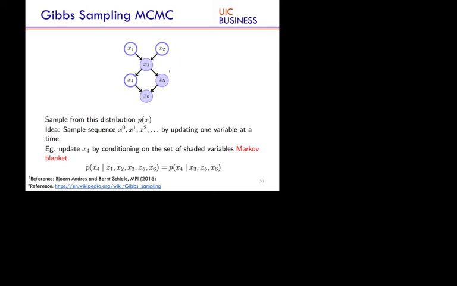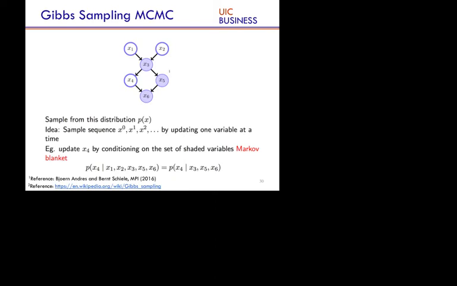The first sample would be a vector of 6 coordinates, which would be 6 numbers. For example, if these are binary random variables, then x superscript 0 would be some realization like 101001, 6 dimensional. Now the idea is to sample the sequence by going one level below, in the sense that we'll update one variable at a time.